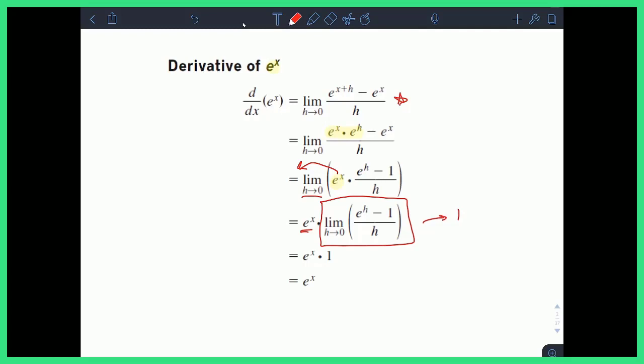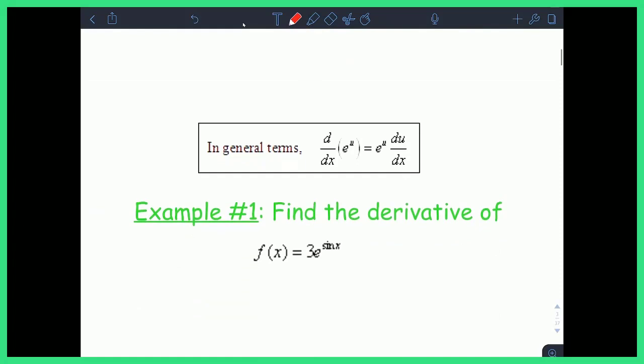But you've got to be careful. You have to chain the u, the power, in this formula. So in general terms, the derivative of e to the u is equal to e to the u times the derivative of u with respect to x. This is the chain rule, multiplying by the derivative of the exponent.